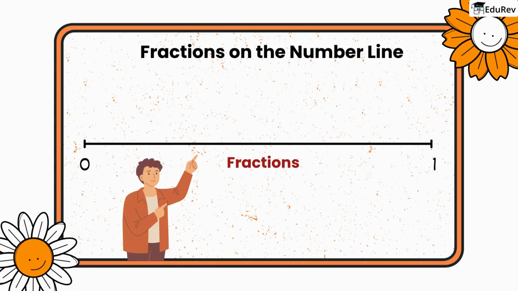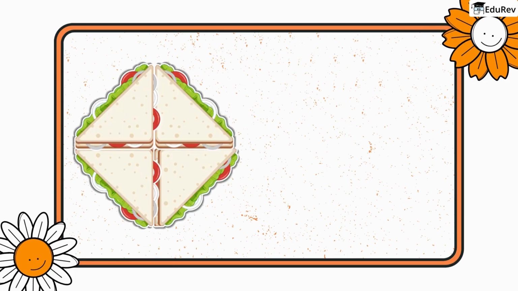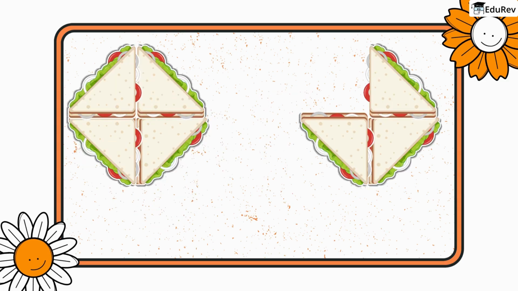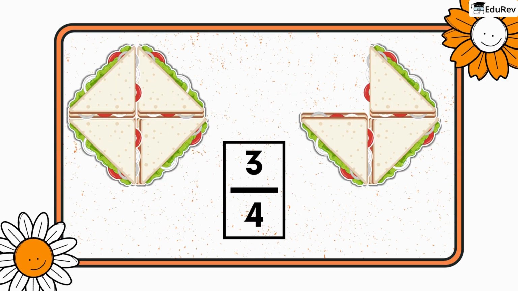You have learned about fractions now. Here we have taken a sandwich that has been cut into 4 equal parts. That means the denominator will be 4. So, each one of the equal parts here is 1/4. If someone were to be given 3 of those parts, they would have 3/4 of the whole sandwich.